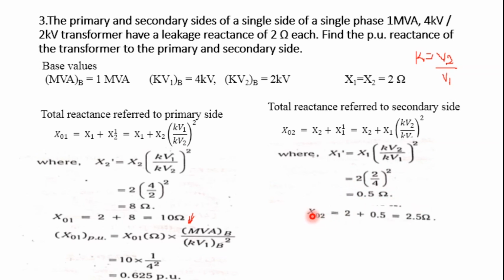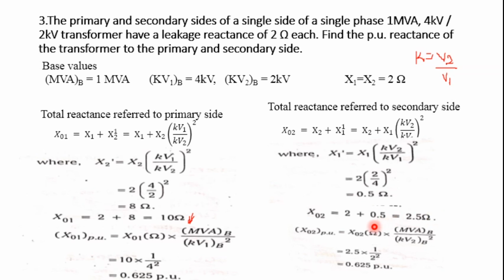So we have to calculate x02. Okay, x02. What is it? Already we know that. What is it? Primary? It is x2. X1 is 2 ohm. Sorry, x2 is also 2 ohm. Okay. 2 plus 0.5, which is x1 dash. We will get 2.5 ohm.